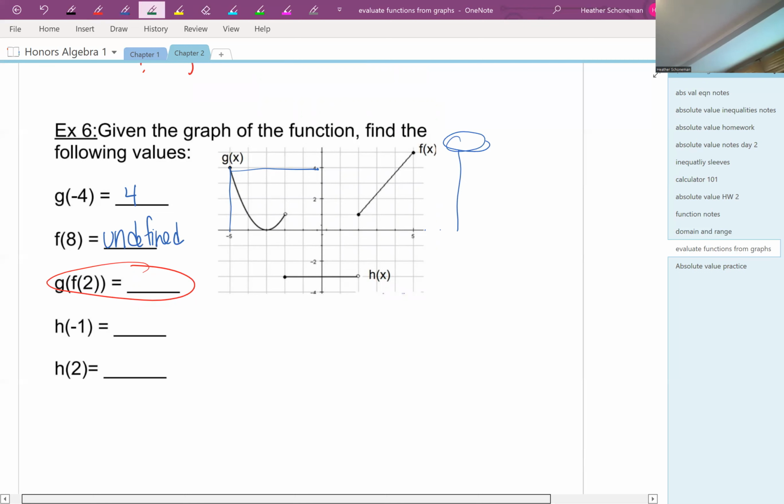Okay. Let's do one more. H of -1 is right here. Go down, and it's going to be at -3. I can do another one too. H of 2. Oh, this is a good one. H of 2. I go down to h, and there's an open circle. Open circle means there isn't a point, which means it is undefined. Okay, you can practice this more with your Delta Math assignment.